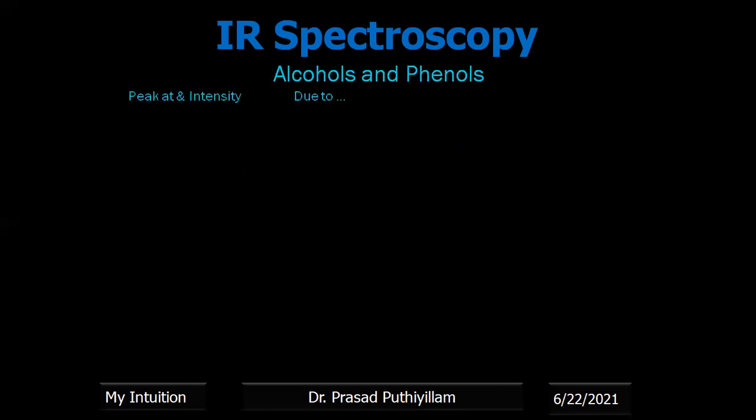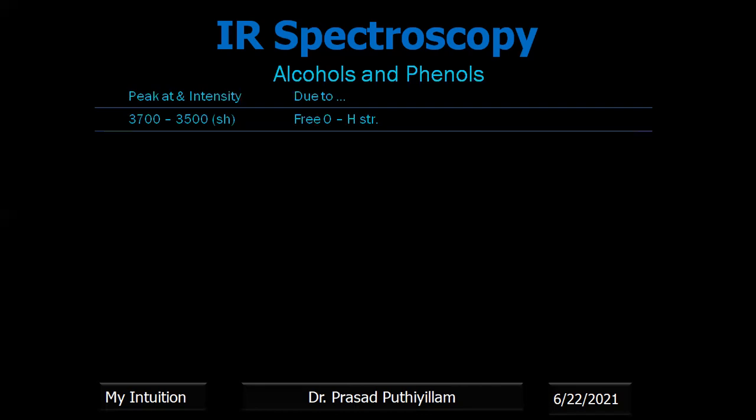So alcohols and phenols, what are the expected peak and intensity and what is it for? Around 3700 to 3500, a sharp peak is obtained. That is due to free OH stretching. We know always in a hydroxyl group, they have high polarity. Alcohols as well as phenol. Phenol is more polar. And in alcohols, normally the OH is polar in nature. It can give hydrogen bonding.